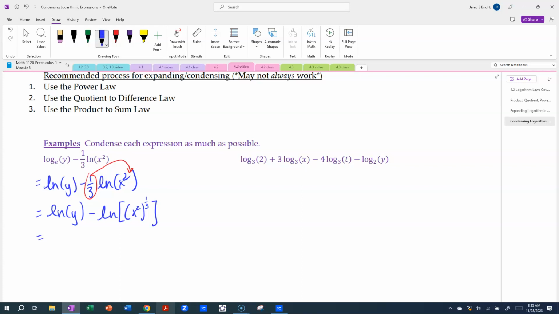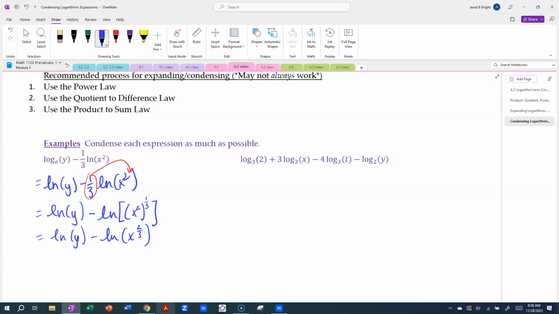And if I simplify that, that's just natural log of y minus natural log of x to the 2/3 power. Exponent to exponent, you multiply. So that's one way we can do the power law in reverse: bring a coefficient up into the exponent. Quotient of difference is similar. We're going to look for a difference and then bring that inside as a quotient.